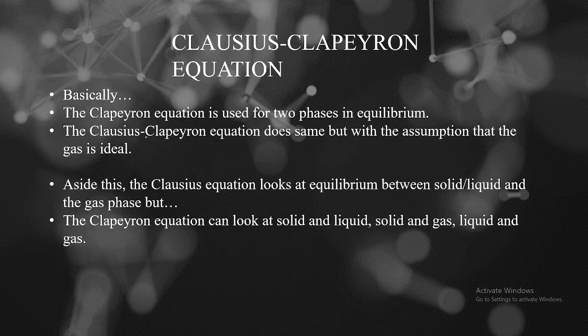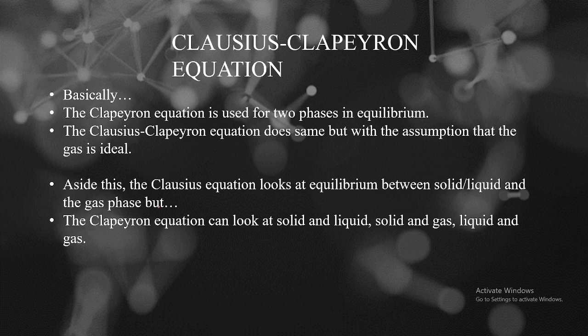But basically, what we are saying is that the Clapeyron equation, we can use it for two phases in equilibrium. The Clausius-Clapeyron equation will do the same thing, but then we are dealing with the assumption that the gas is ideal. The only time we consider ideal gas for the Clapeyron equation is if in the question it states that we should consider an ideal gas, so that our equation of state becomes PV equals RT. Okay. So just keep that in mind.